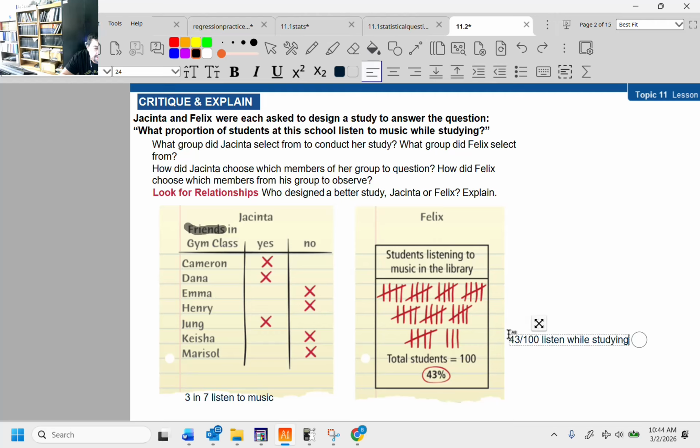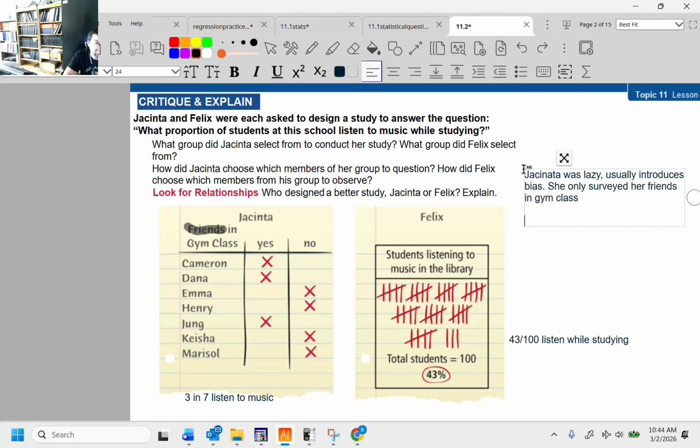What group did Jacinta select from to conduct her study? What group did Felix? Obviously, Jacinta was in her gym class. How did Jacinta choose which members of her group to question? How did Felix? Now, Jacinta was lazy. That's a big part of it. She was lazy, okay? This usually introduces bias. She only surveyed her friends in gym class.